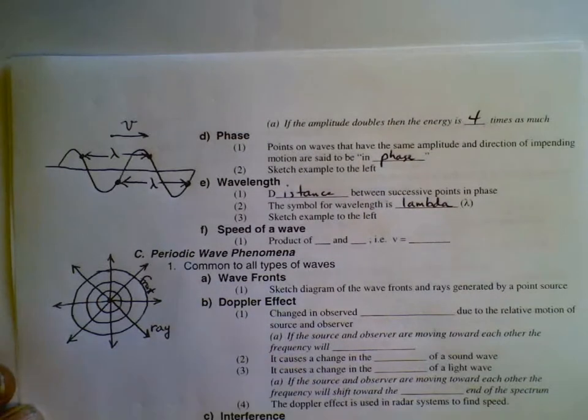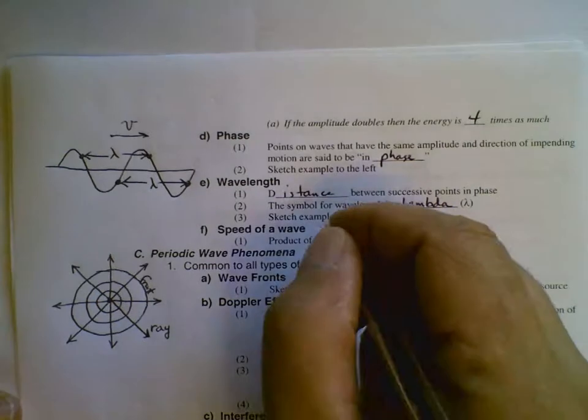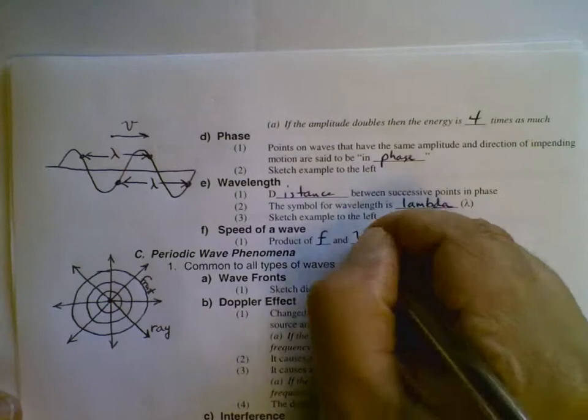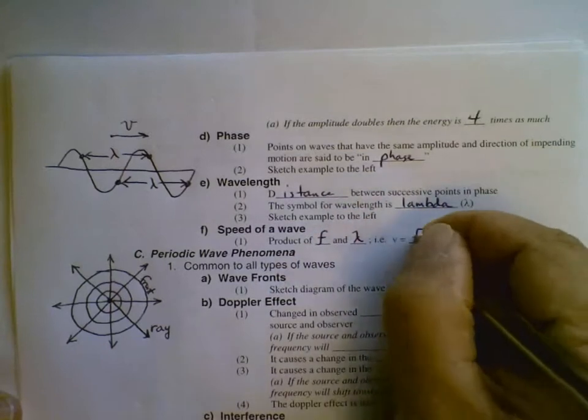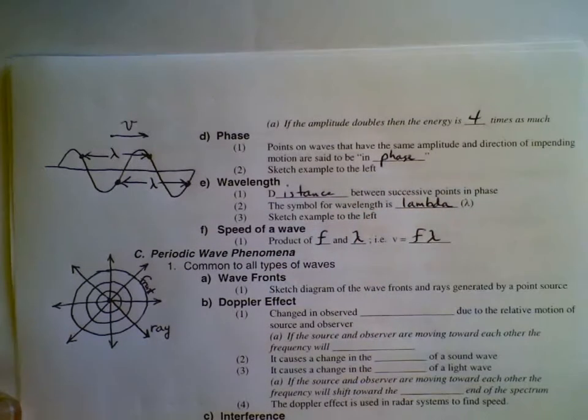Here's our example of points that are a wavelength apart. The speed of the wave is a product of frequency and wavelength, so v is equal to f times lambda. Here's some periodic wave phenomena that are common to all types of waves.